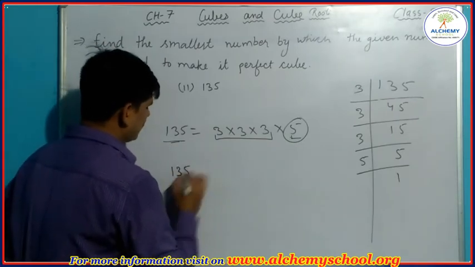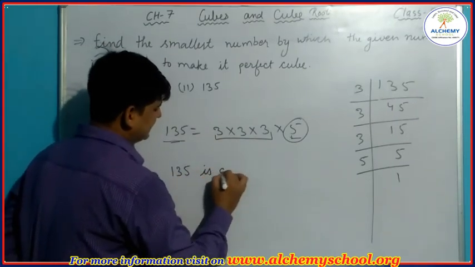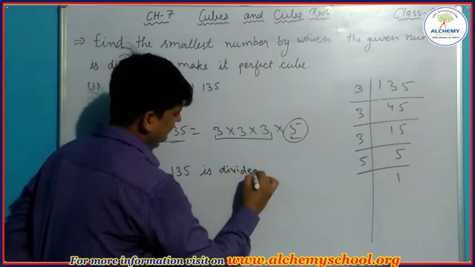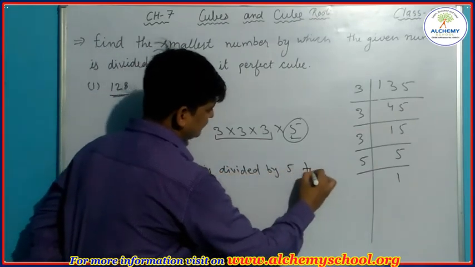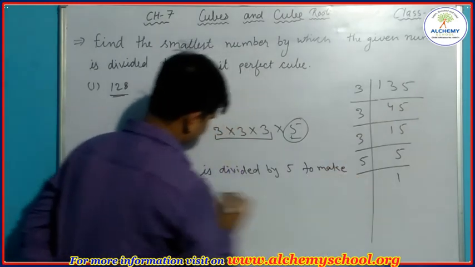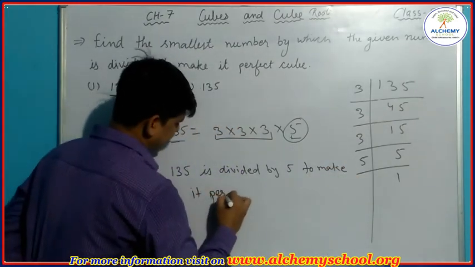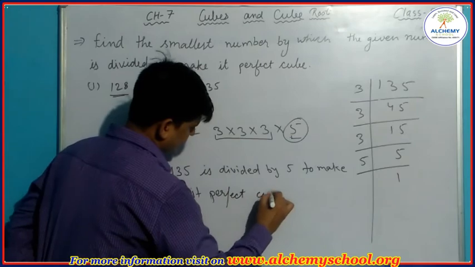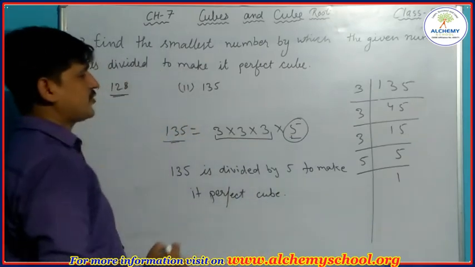So we can write here that 135 is divided by 5 to make it a perfect cube. I hope it is clear for you all.